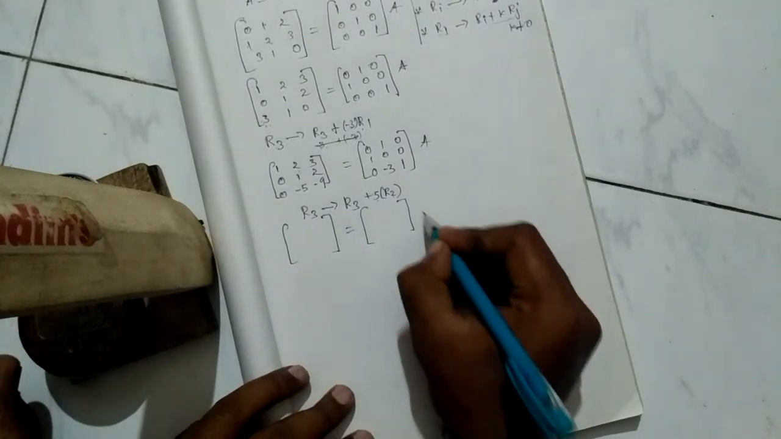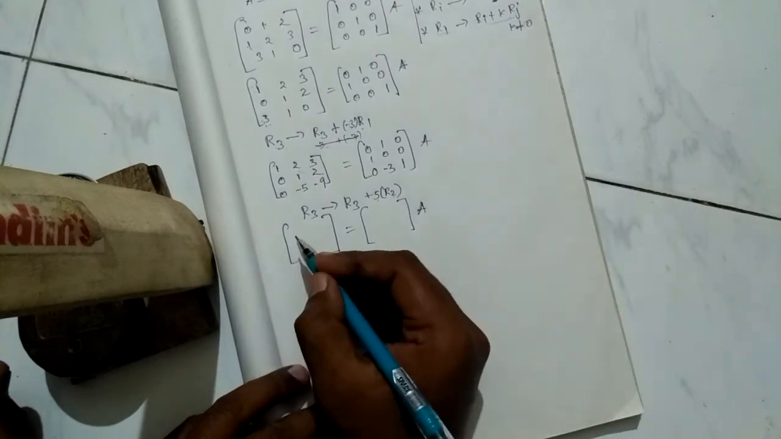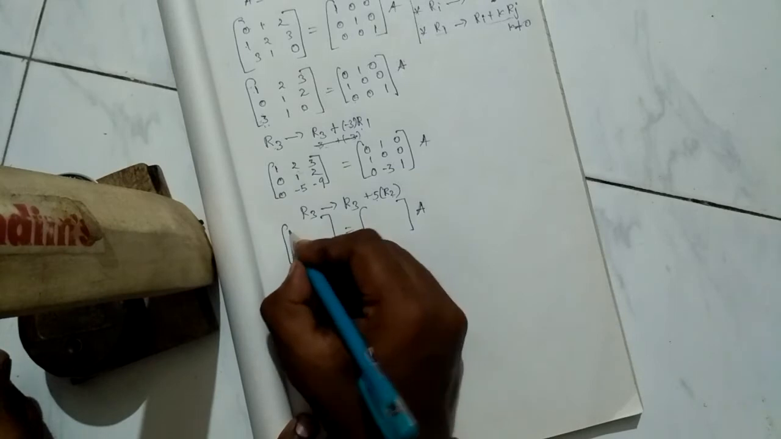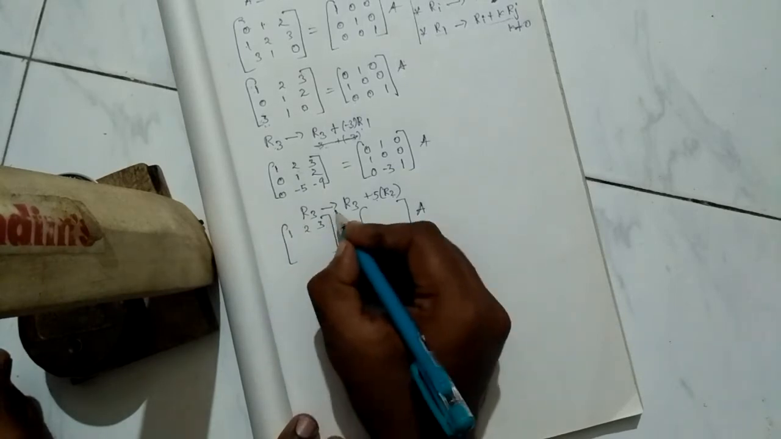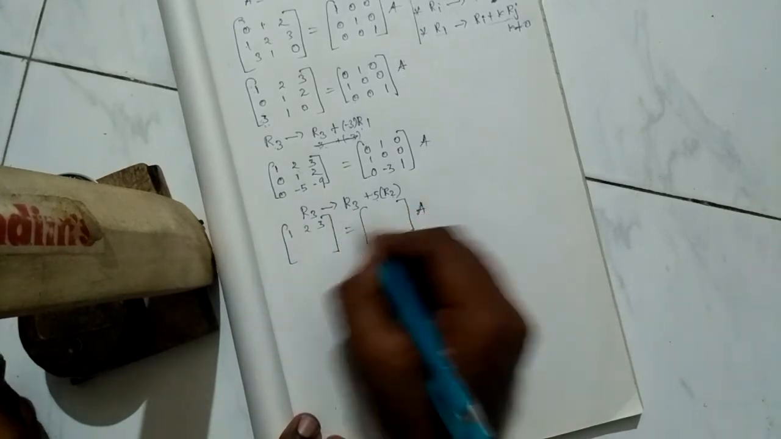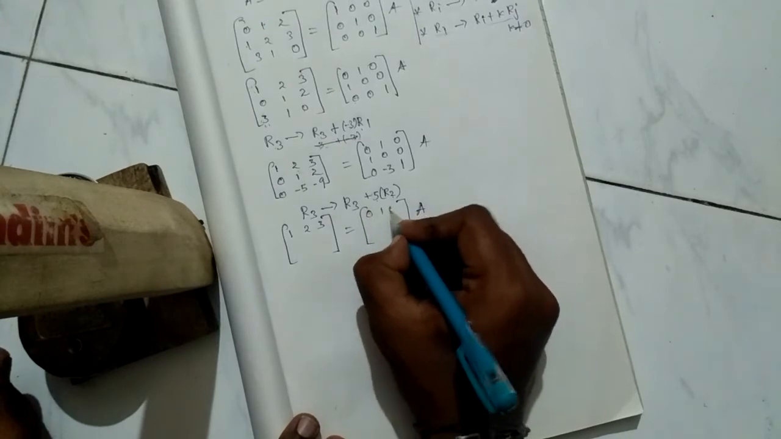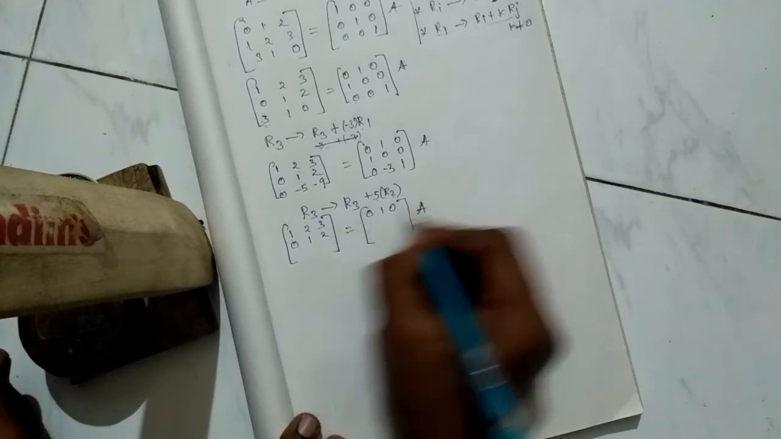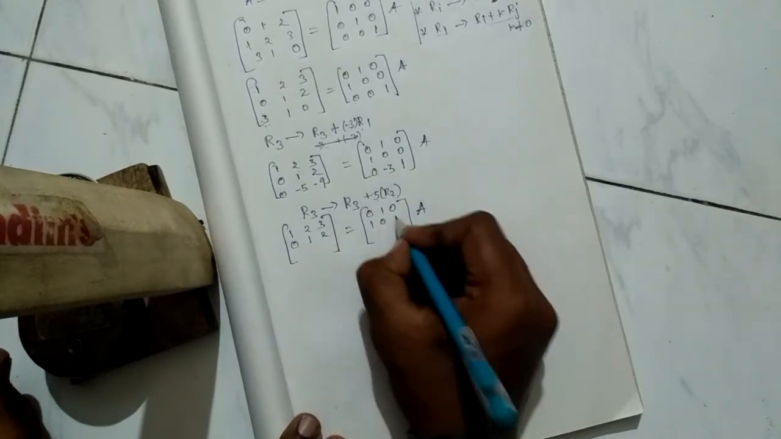Understood? Anybody is having doubt? No, thank you. So first row is as it is, you can write, because we are not applying any formula. And here also first row as it is. Second row is also as it is, so 0 1 2 as it is. Second row as it is here.